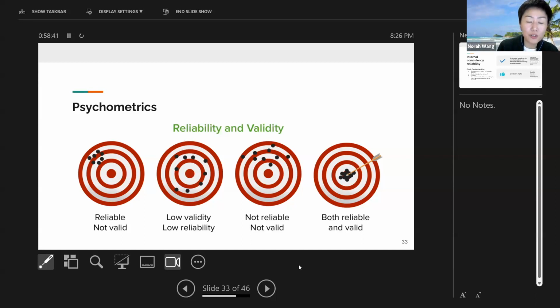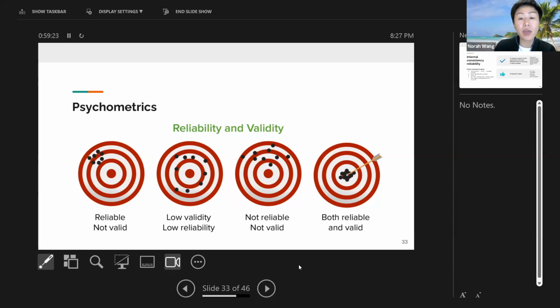For the first bullseye, it's very reliable but not valid, because it's not really hitting the bullseye, but every shot lands in the same place. It's a very reliable gun. The second bullseye is low validity and low reliability, because it goes everywhere and it's not really hitting the bullseye, right? The third one is not reliable and not valid, meaning it's going everywhere. The second and third are probably quite similar. What we want for our measurement is to be both reliable and valid.